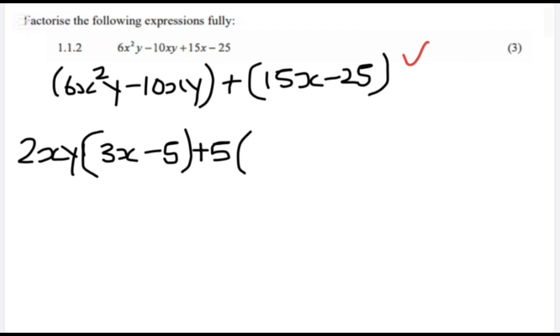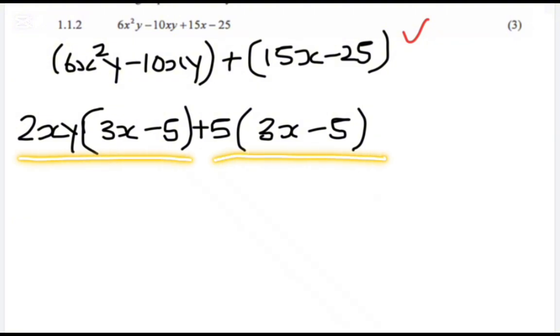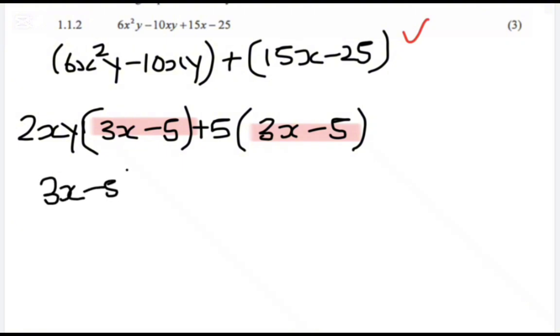So here we're going to have 3x. What can we multiply with 5 to give us negative 25? It's going to be negative 5. So if you pay close attention, we are at the point where we have to take a common factor, something that is common between these two terms. What is common between these two terms is 3x minus 5 and 3x minus 5. So we're going to take it out, which is 3x minus 5, close brackets.